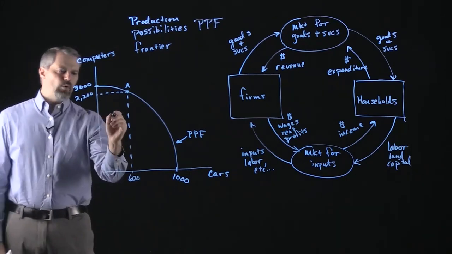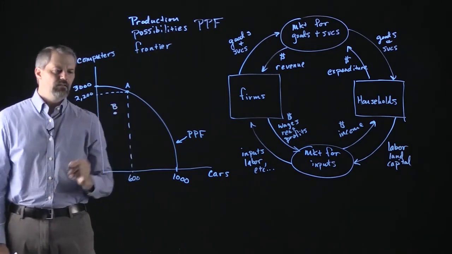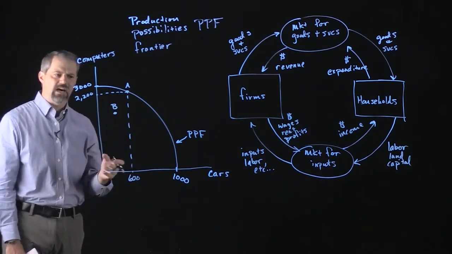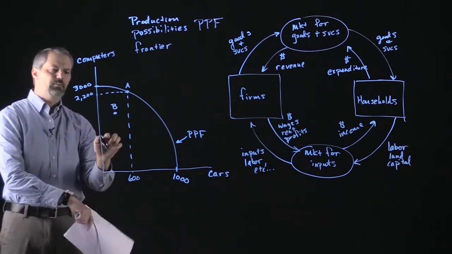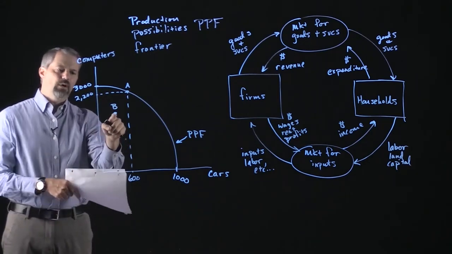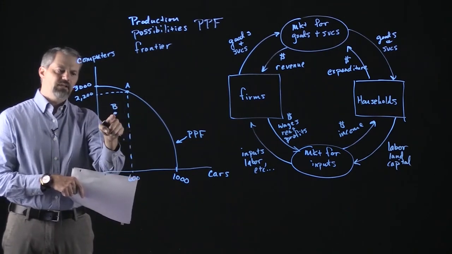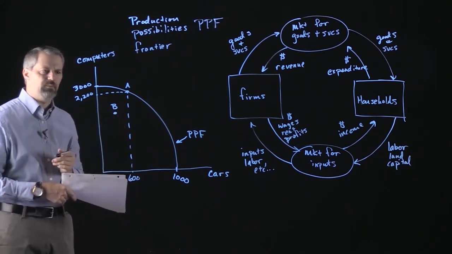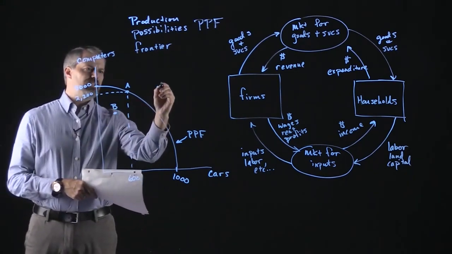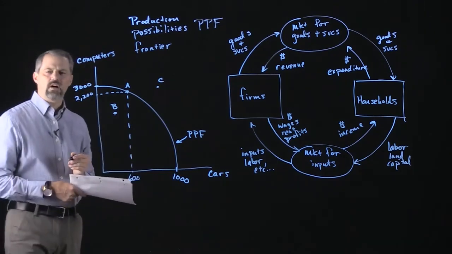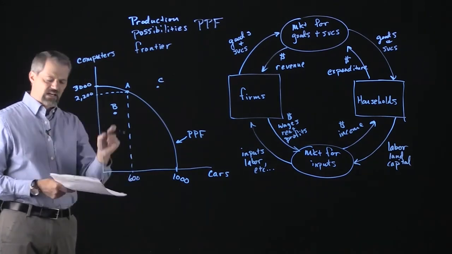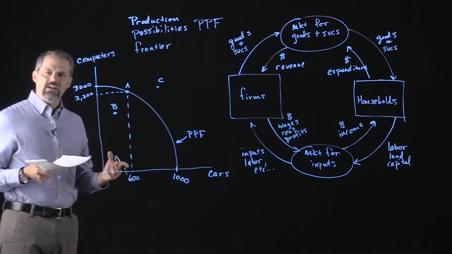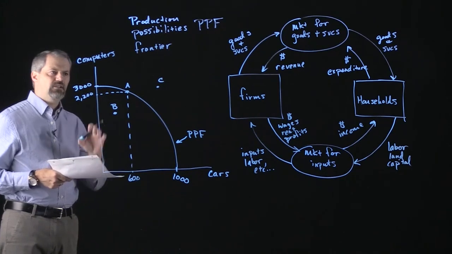If we were to think about a point down in here like point B, that would be what we would call an inefficient point. It's a possible production point. We've got enough inputs and resources to produce point B, but we could produce more cars and computers than just point B. So we don't want to end up at a point inside the PPF. We could think about a point like point C. Point C would be what we would call an unattainable point. It's outside our production possibilities frontier. It's a point we don't have enough inputs or enough technology to actually produce.